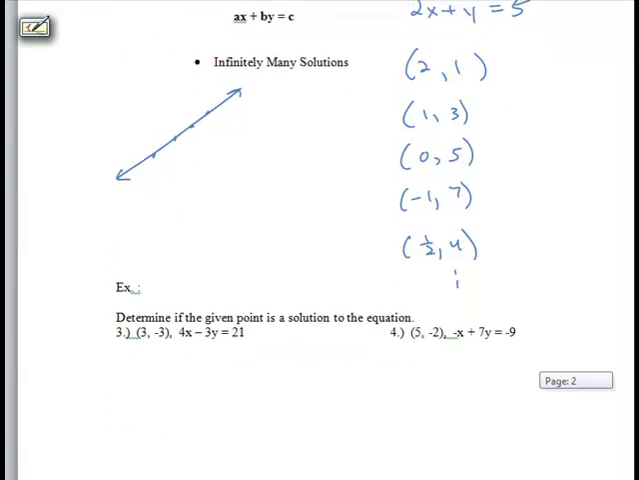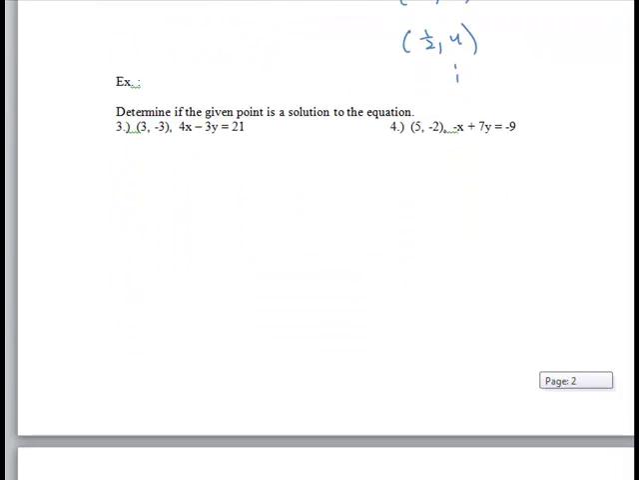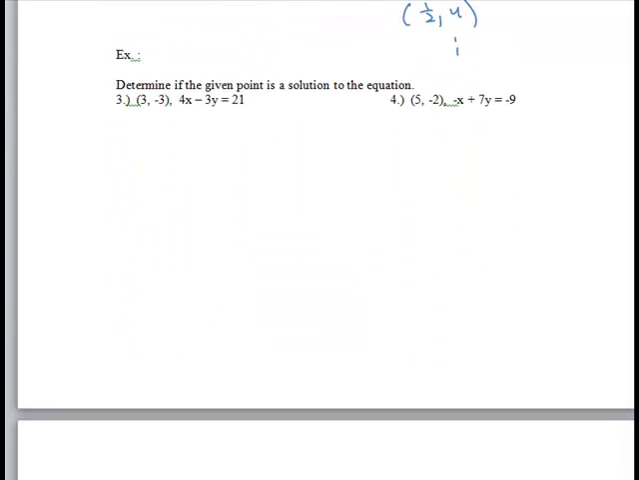So continue on. Example 3. Given this linear equation with two variables in standard form, we're simply asked to determine if the point (3, -3) is a solution. So substitute the value for x and y into the equation. 4 times 3 minus 3 times negative 3. We want to see if that's equal to 21. So 12 plus 9 is equal to 21, which yes it is. So therefore, yes it is a solution. It checks out.